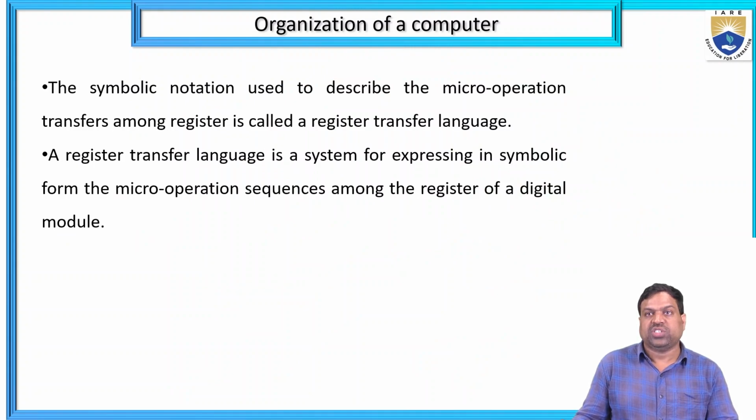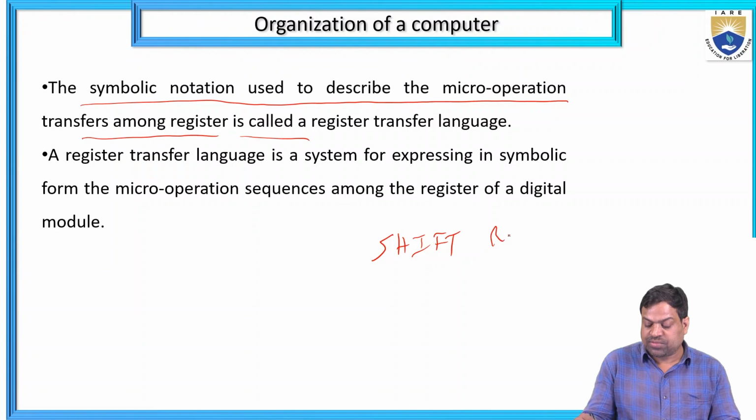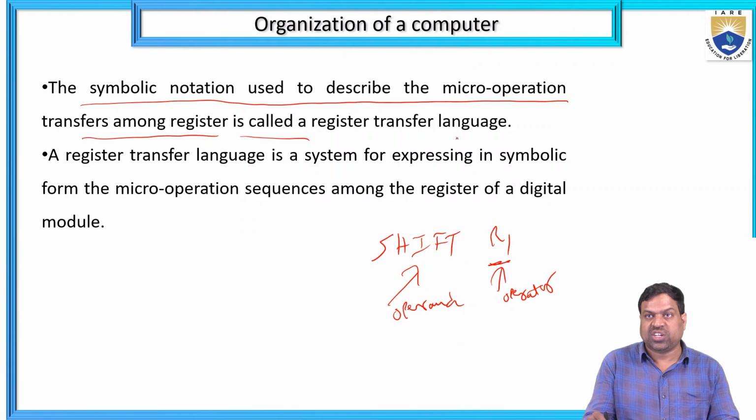The symbolic notation used to describe the micro operation transfers among registers is called a register transfer language. A register transfer language is a system for expressing in symbolic form the micro operation sequences among the registers of a digital module. Suppose I'm taking the shift operation. This shift micro operation transfers among the registers. Shift R1, where shift is the operator. So these notations of micro operations that transfer among the registers are called register transfer language.